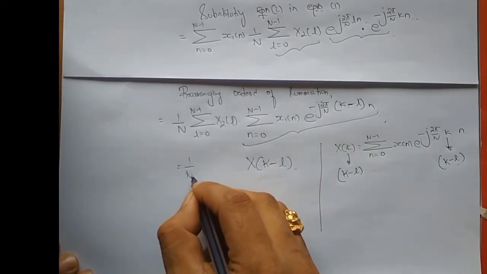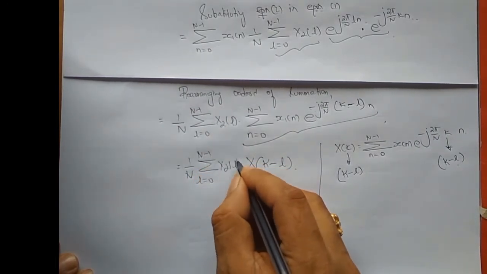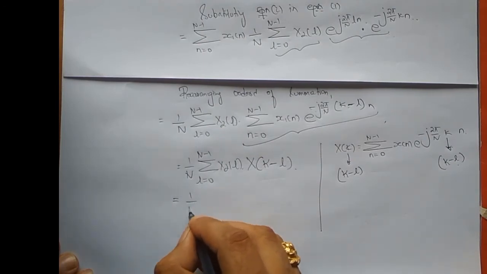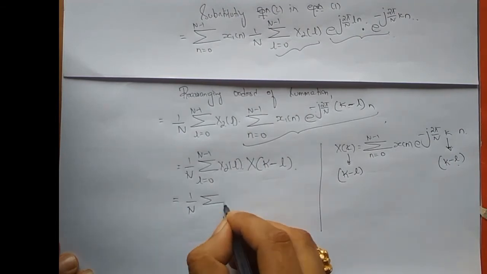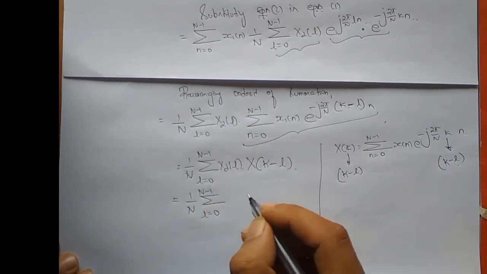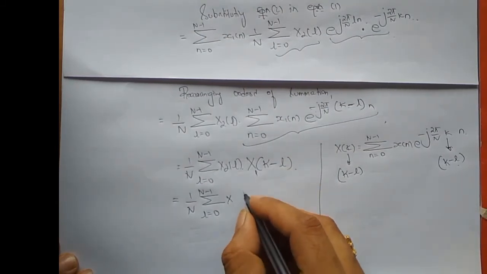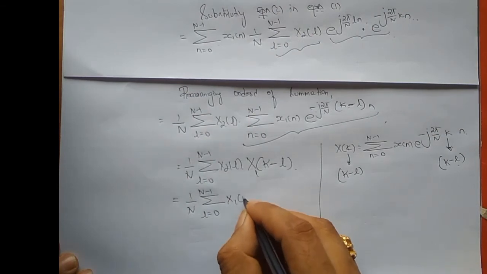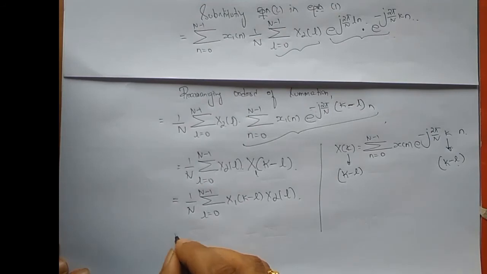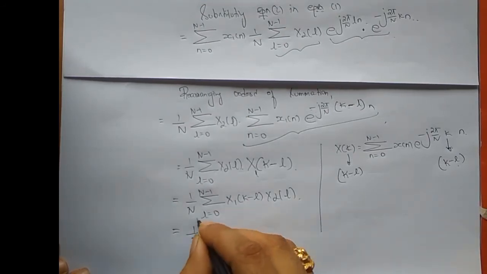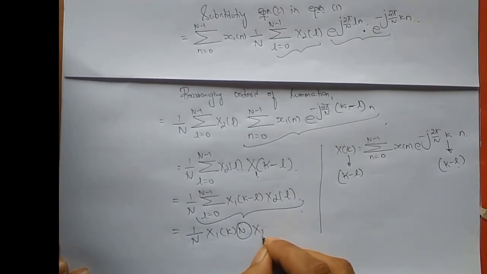This is equal to 1 by N into summation L varying from 0 to N minus 1 of X2 of L. And this I can interchange because this is a convolution equation, and convolution holds the commutative property, so I can write it as summation L varying from 0 to N minus 1 of, this is X1 of k minus L, into X2 of L. And this equation in short I can write as X1 of k N-point circularly convolved with X2 of k.